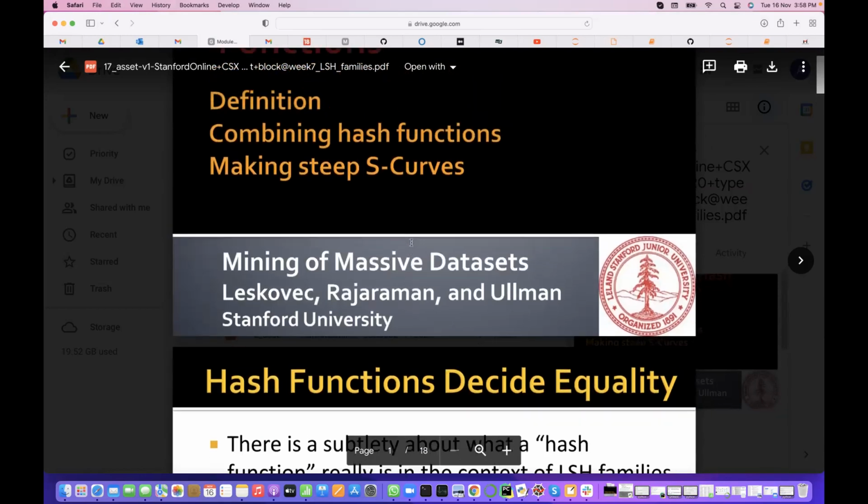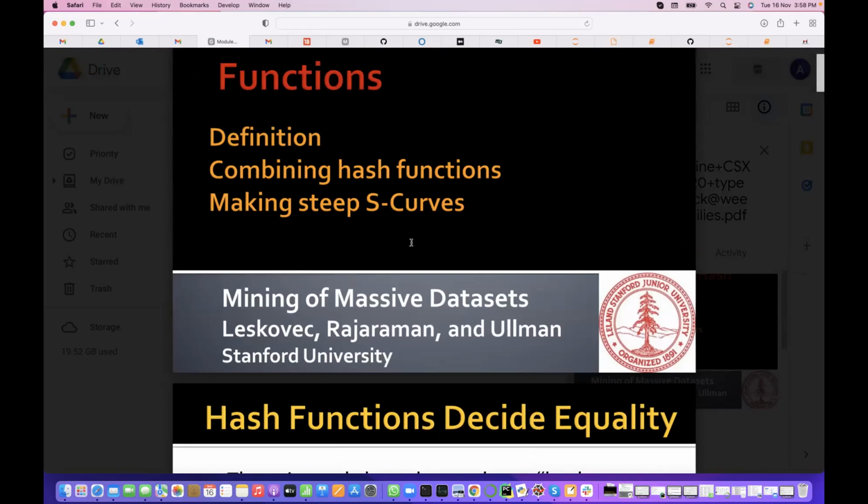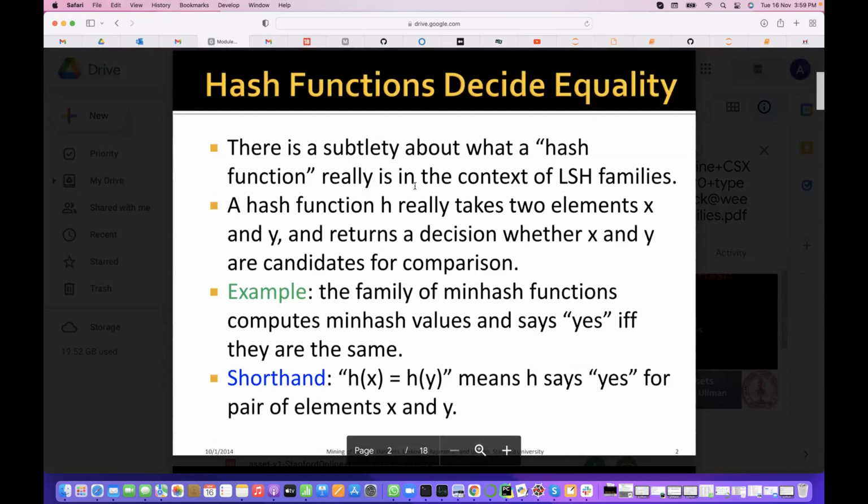Okay, we will get into this general analysis of hash functions. Hash functions decide equality. There is a subtlety about what a hash function really is in the context of LSH families. So we are using hashing in LSH.